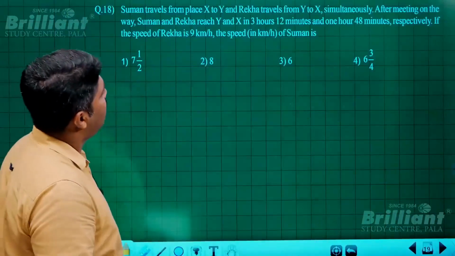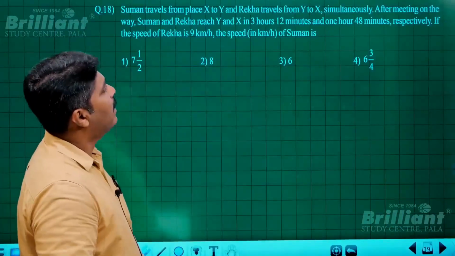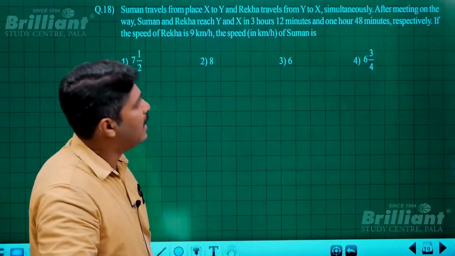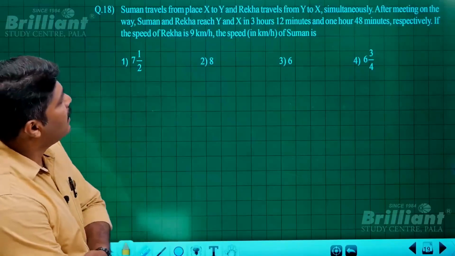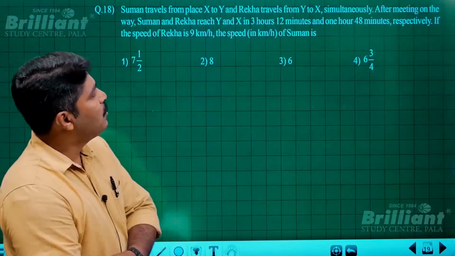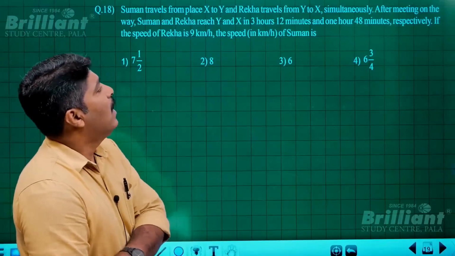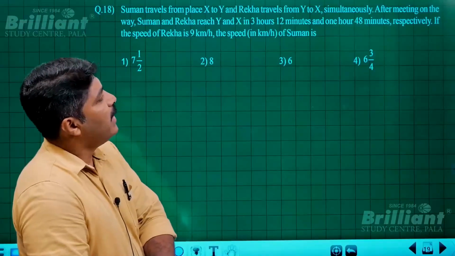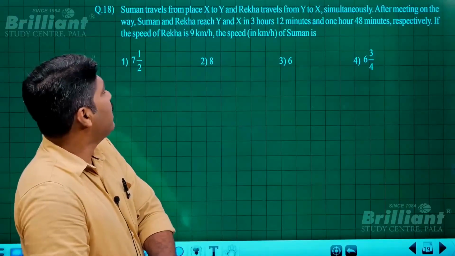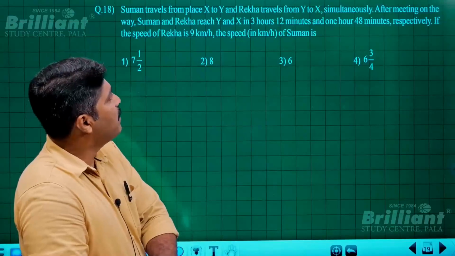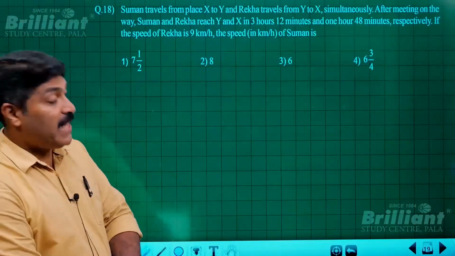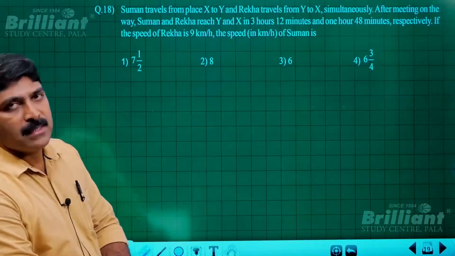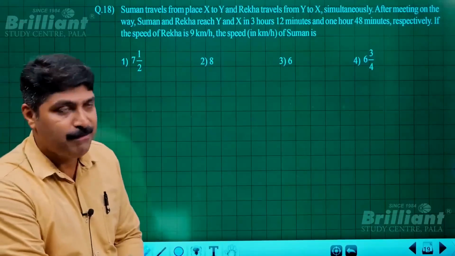Suman travels from place X to Y and Rekha travels from Y to X simultaneously. After meeting on the way, Suman and Rekha reach Y and X 3 hours 12 minutes and 1 hour 48 minutes respectively. If the speed of Rekha is 9 km per hour, find the speed of Suman. It's a tricky time and distance question. It's a concept related to relative speed.